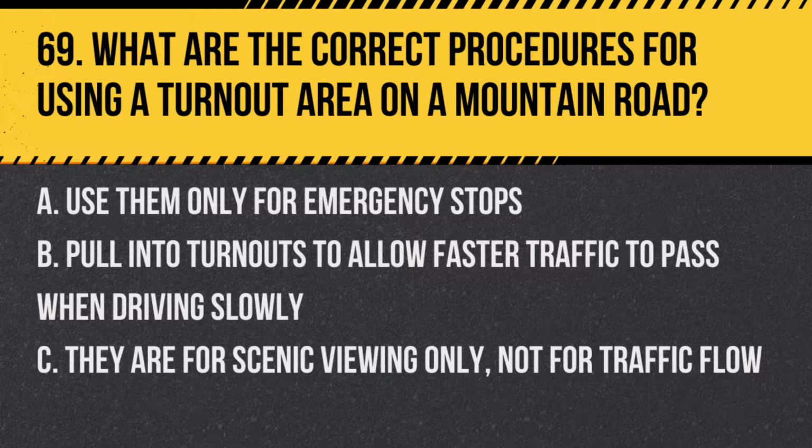Question 69. What are the correct procedures for using a turnout area on a mountain road? A. Use them only for emergency stops. B. Pull into turnouts to allow faster traffic to pass when driving slowly. C. They are for scenic viewing only, not for traffic flow.